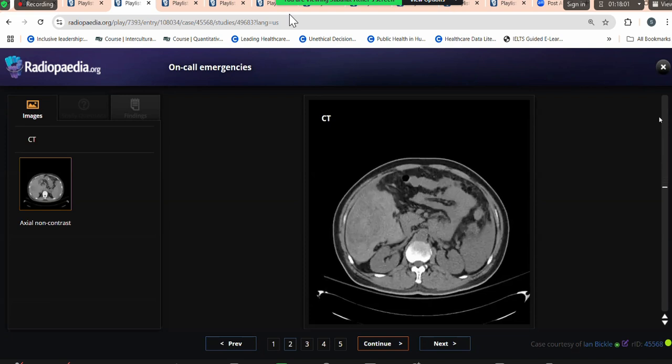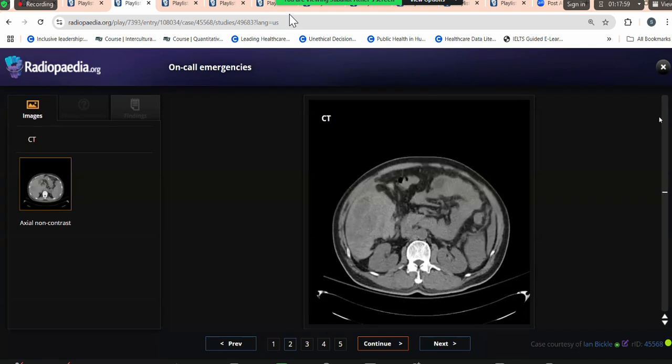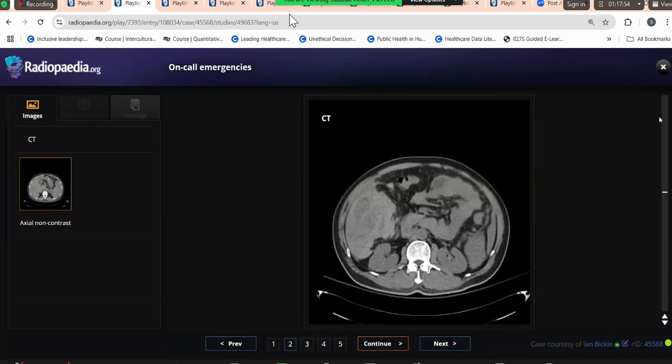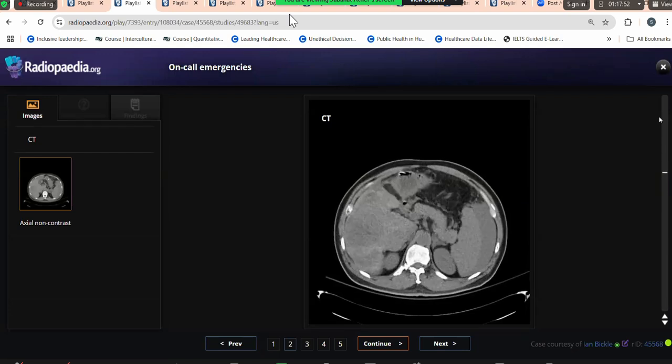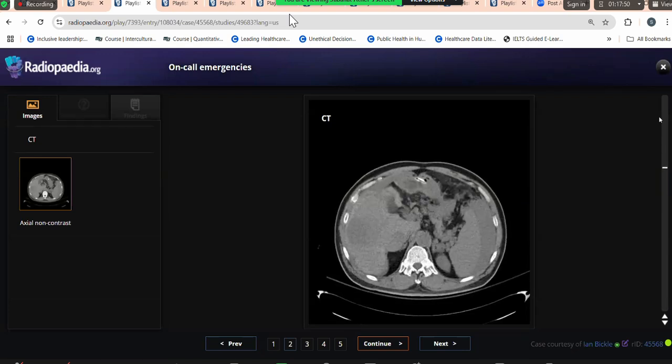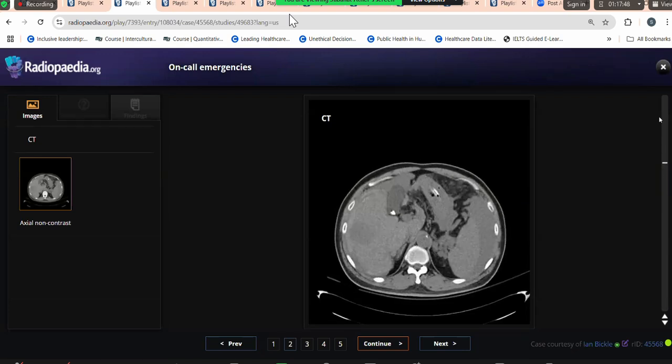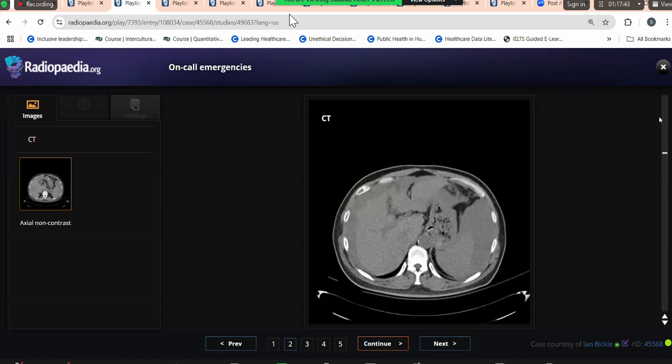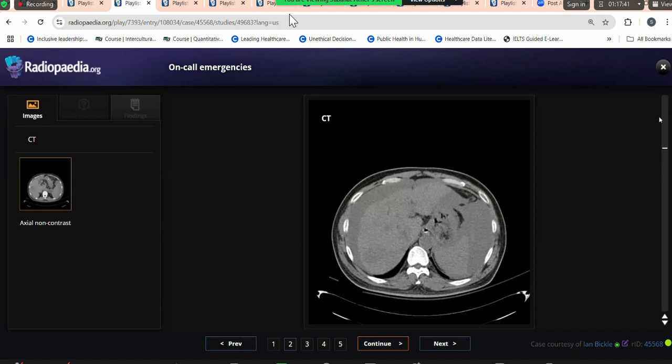There is a large heterogeneous density area within the right lobe of the liver parenchyma. Normally, I should measure this lesion, and similar heterogeneous density area is also seen in segment 8 of the right lobe of the liver. This can be representing laceration of the liver parenchyma.